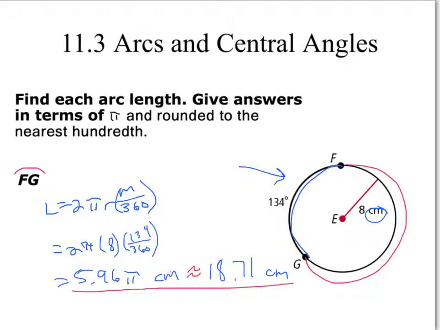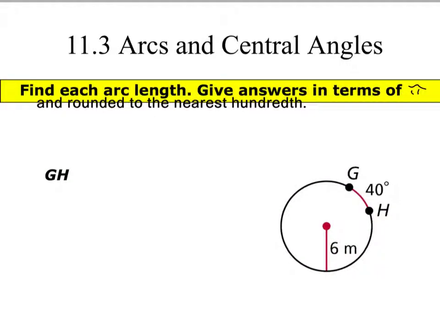Okay, awesome. Here we go. Now what I want you to do is, given that information and that formula, find the arc length of this one, and give your answers in terms of pi and in terms of decimals, so nearest hundredth. Give this one a shot and see what you come up with. Find arc GH.